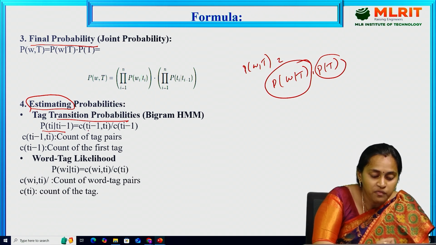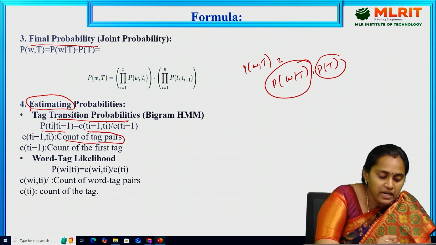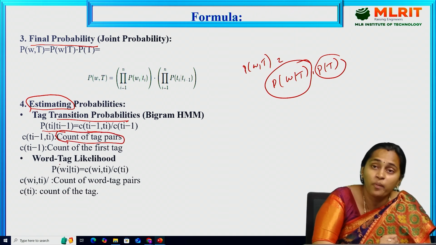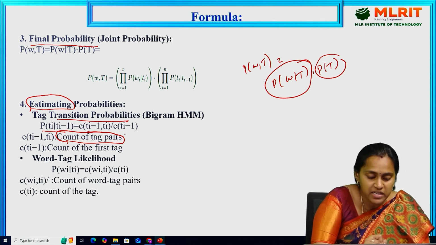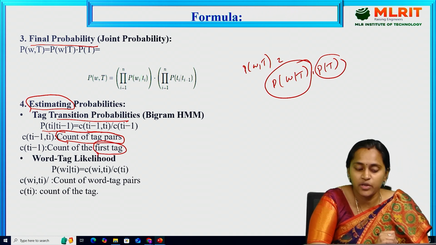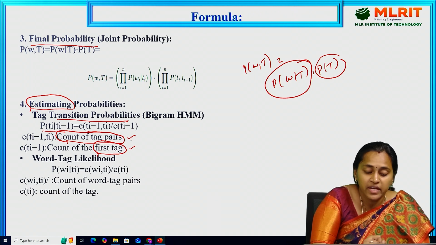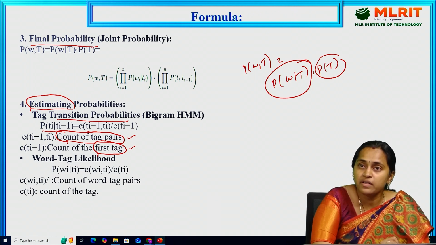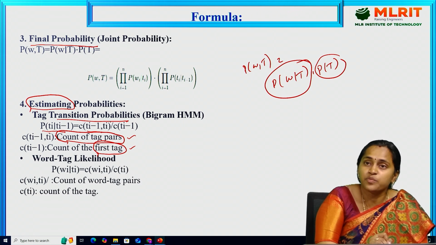Here C of Ti minus 1 comma Ti means count of tag pairs. That means the sentence contains how many tag pairs. Here C of Ti minus 1 is the count of the first tag. This is the meaning of C of Ti minus 1 comma Ti divided by C of Ti minus 1. After finding these counts, we can calculate P of Ti given Ti minus 1. This is how we get the transition probabilities.